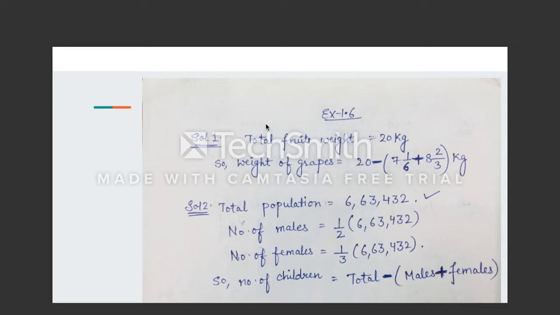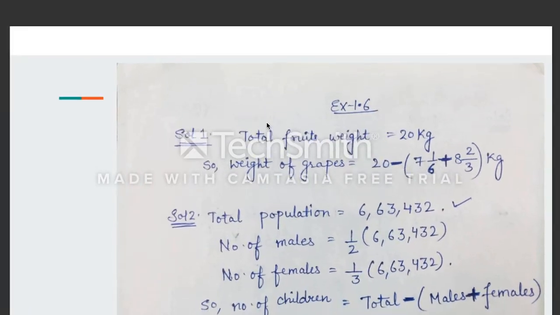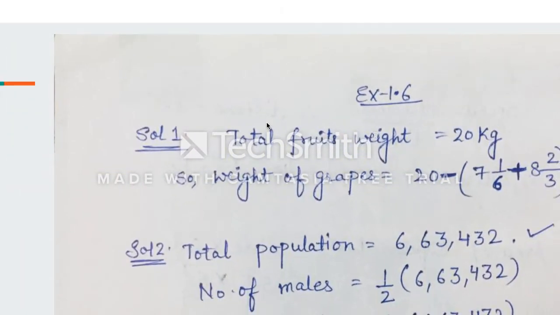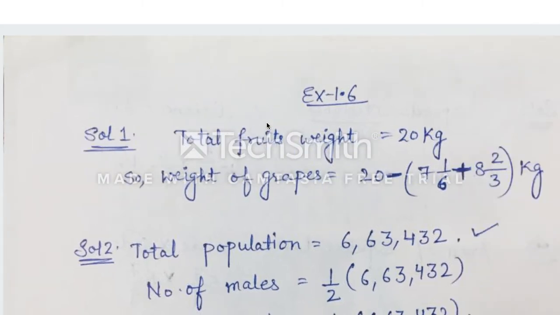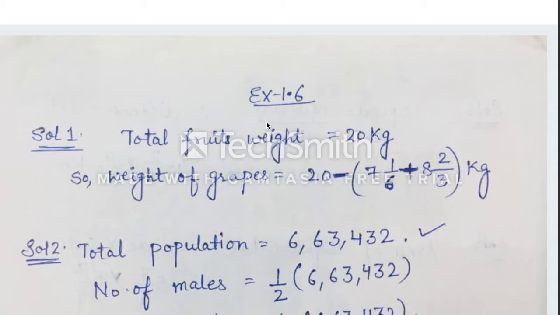The first question of the exercise is, I'm reading out the question, please pay attention. In a bag, there are 20 kg of fruits. So, what is the total weight of the fruits? 20 kg. If 7 1 by 6 kg of these fruits are oranges, what is the mass of the oranges? It is 7 1 by 6 kg.